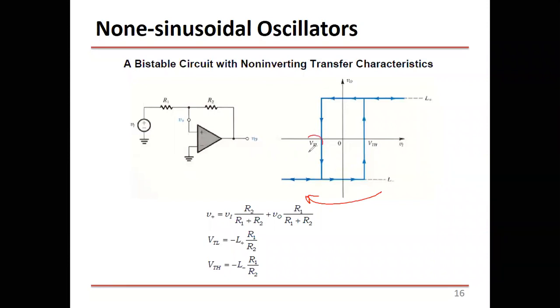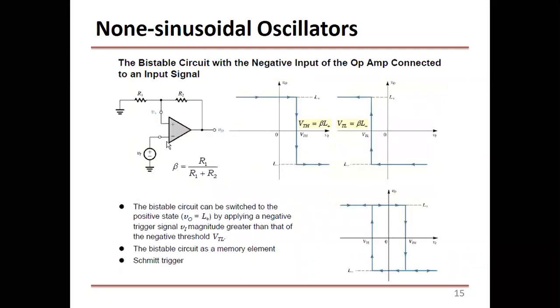The second thing: V threshold low and V threshold high are not given by beta, which is R1 over R1 plus R2, times L. No, it's given by this. So you can assume this is beta in this case. Beta is different. It's not R1 over R1 plus R2, it's R1 over R2. That's it. So the threshold levels here are different, and the curve itself is flipped. This is the case if you use the non-inverting terminal, compared to the case when you use the inverting terminal to apply the input.